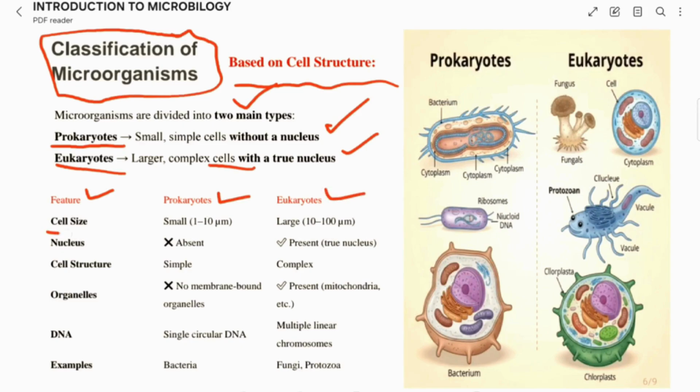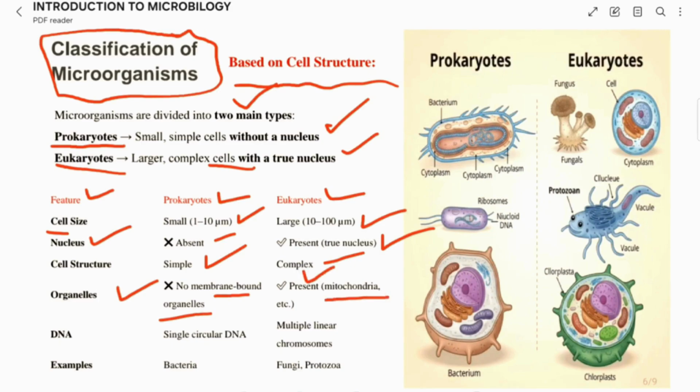What about the cell size in prokaryotes? It is about 1 to 10 micrometer. Eukaryotes are about 10 to 100 micrometer. Nucleus is absent in prokaryotes, and present in eukaryotes. Cell structure is very simple in prokaryotes, and quite complex in eukaryotes. Prokaryotes have no membrane bound organelles, while eukaryotes have some membrane bound organelles, like mitochondria. Prokaryotes contain a single circular DNA, while eukaryotes contain multiple linear chromosomes. Examples: prokaryotes include bacteria, and eukaryotes include fungi and protozoa.